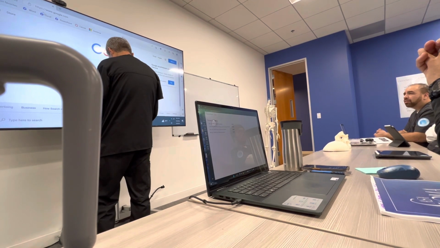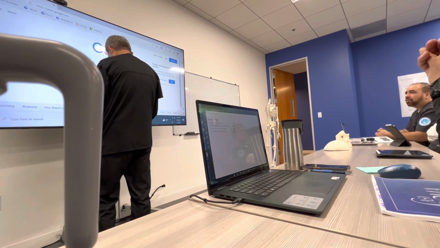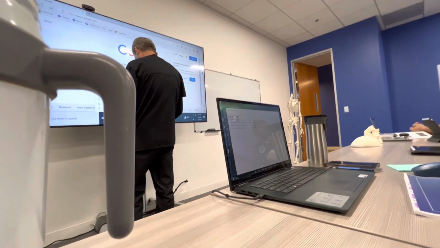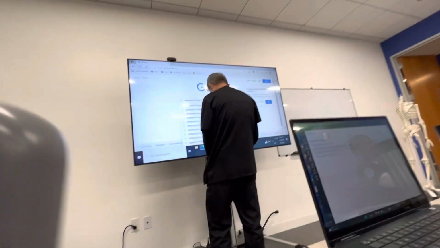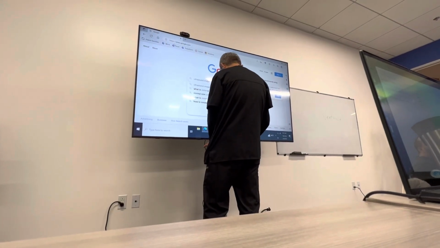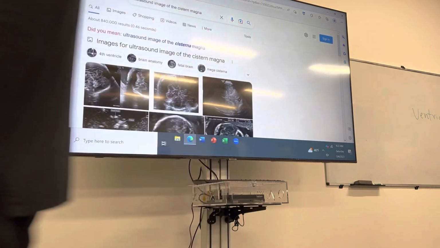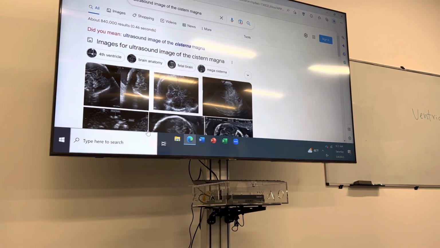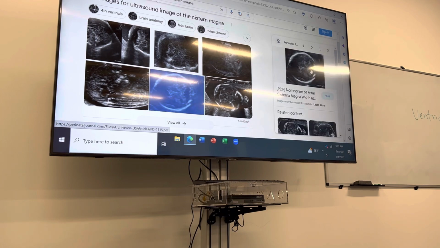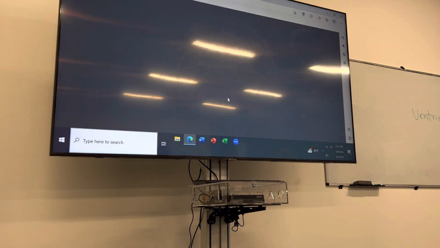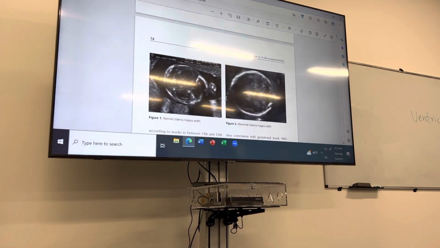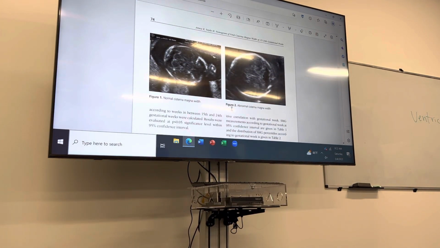Baha, you can move the keyboard too if you want. You can move the keyboard over there if you want. It's okay. Sorry, I cannot make it bigger than that.